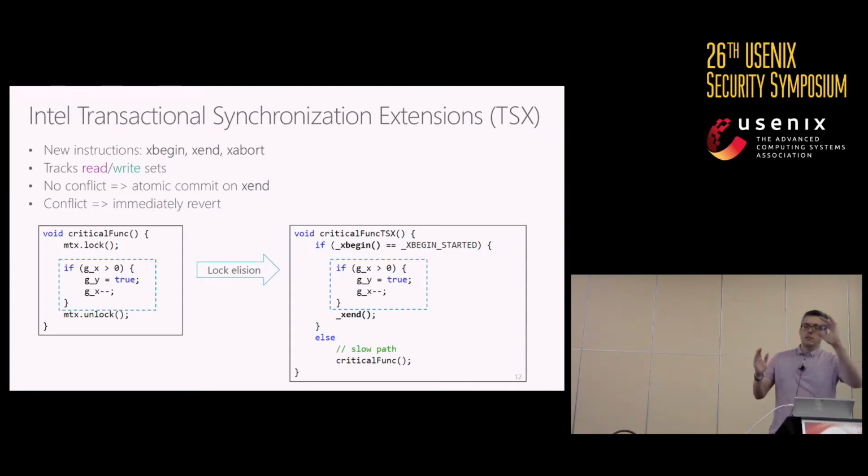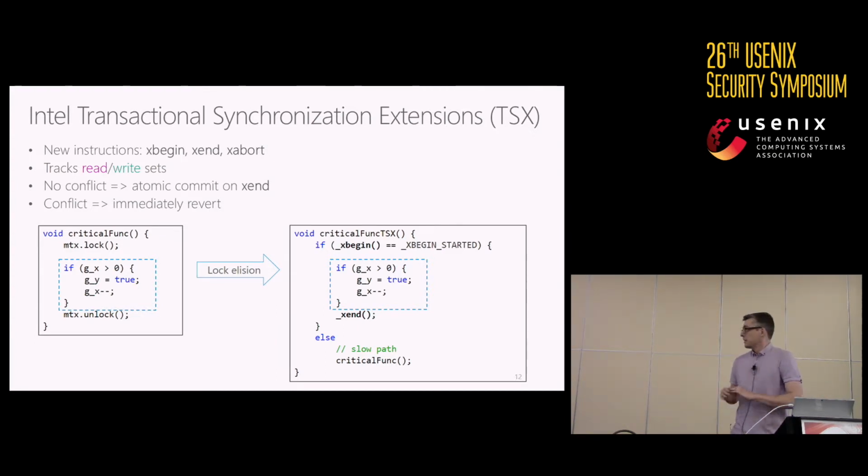And if you execute the XEND instruction, then everything commits atomically, or if there is a conflict coming from a simultaneously running thread, then the transaction aborts, everything is rolled back, cache lines are invalidated, and so on. Or if you execute the XABORT instruction, then the transaction also collapses and everything is rolled back. At the bottom of the slide, there's a simple example of a TSX enhanced program. On the left side, you can see a function acquiring a lock, then reading a global variable X and writing to a global variable Y, and on the right side, you can see the TSX version of that.